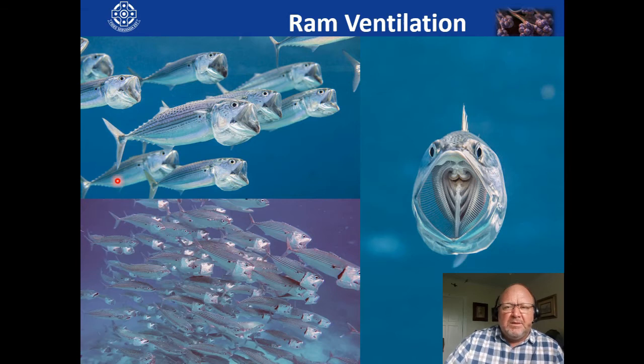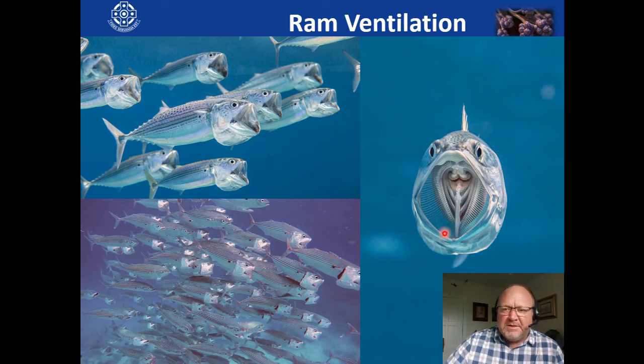So in the previous one, we talked about buccal ventilation, where it goes in the mouth and they actively pump it. Whereas now, we are looking at ram ventilation. Ram ventilation is where the fish will swim with its mouth open upstream against the flow of water, and the water will simply flow in and out.